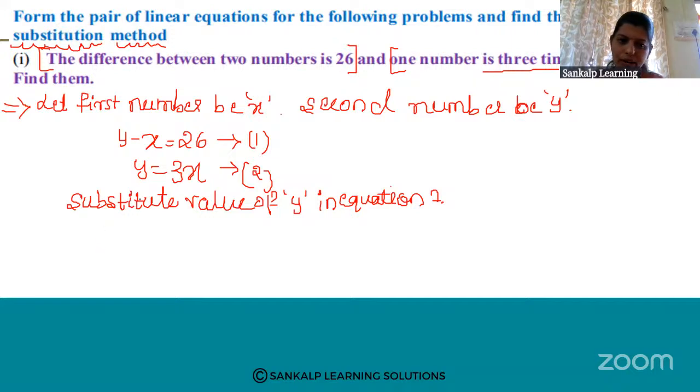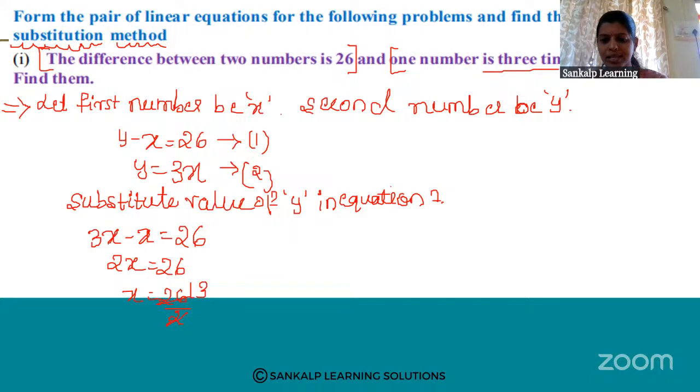So what is the y value? The y value is 3x. So 3x minus x is equal to 26. 3x minus x is 2x, so 2x is equal to 26. x is equal to, transferring this 2 to this side, 26 divided by 2. 2 ones are 2, 2 threes are 6, so x is equal to 13 you will get, right?